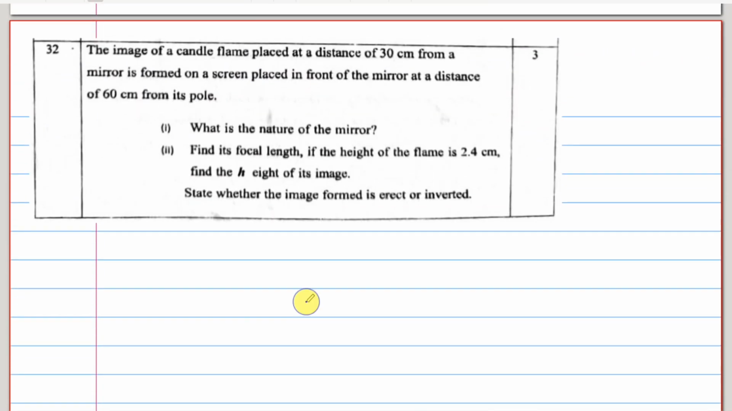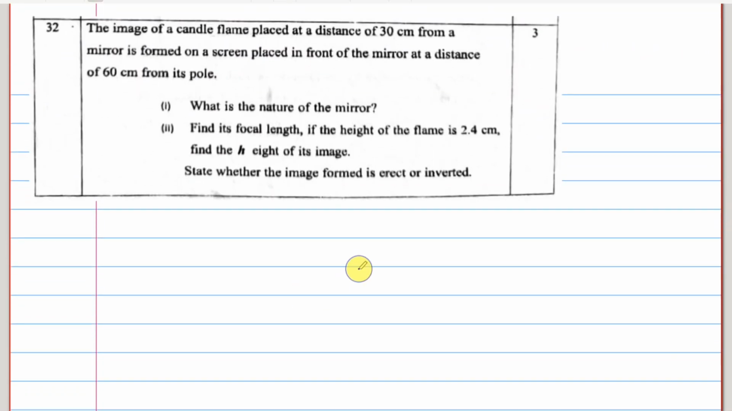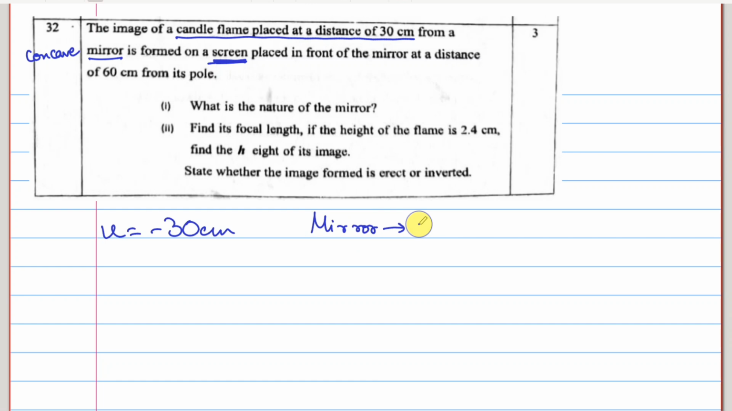Next question 32. And the image of a candle flame placed at a distance of 30 centimeter. So candle flame is placed at a distance of 30 centimeter. So u is given to us as minus 30 centimeter from a mirror. So they're talking about a mirror now. Is formed on a screen. So screen is being used. That means the mirror must be concave. Only concave mirrors can form real images which can be caught on a screen. So we'll just write down mirror has to be concave because screen is used.